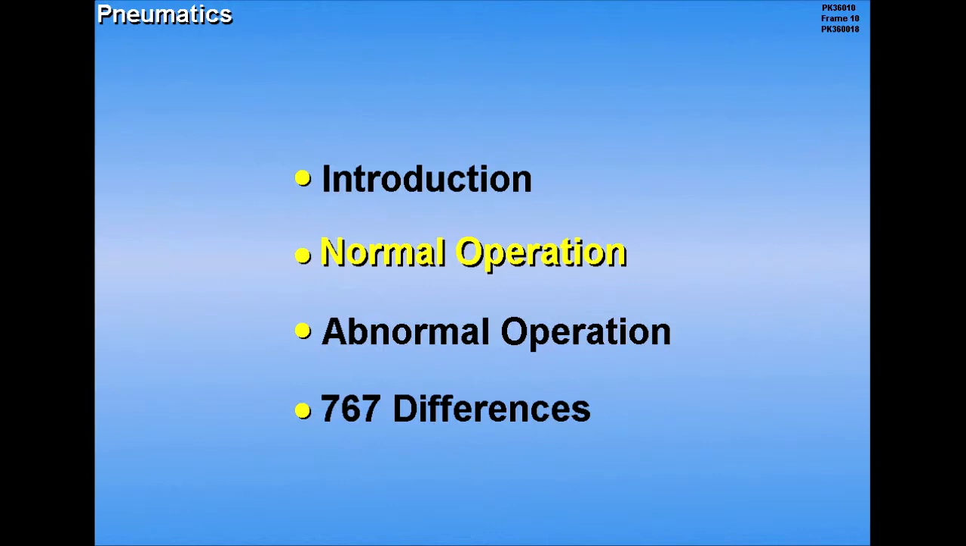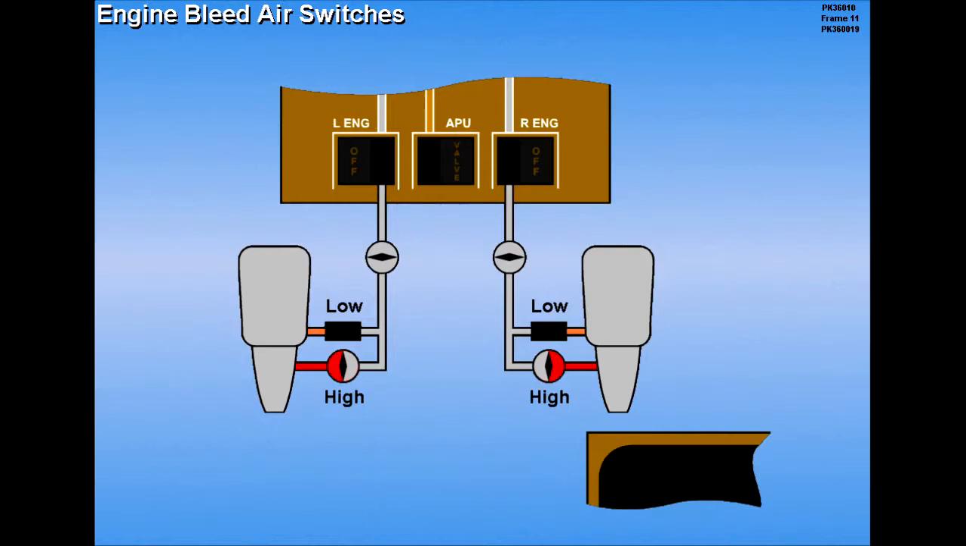Now let's discuss normal operation. The engine bleed air off light illuminates, accompanied by the associated ICAS message when the engine bleed valves are closed. The engine bleed air off light indicates the bleed air valve is closed regardless of switch position. Selecting the engine bleed air switch on, with engine bleed air available, opens the engine bleed air valve.